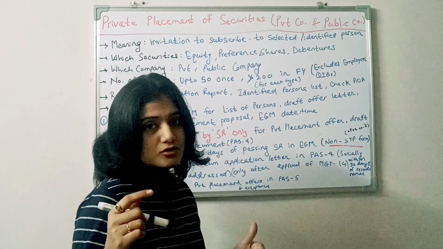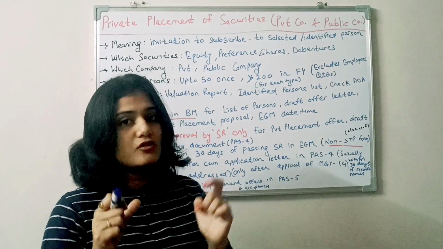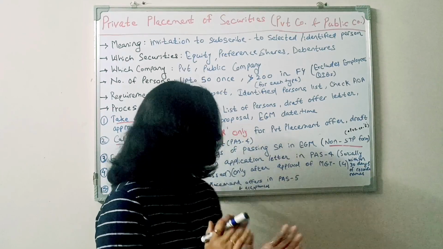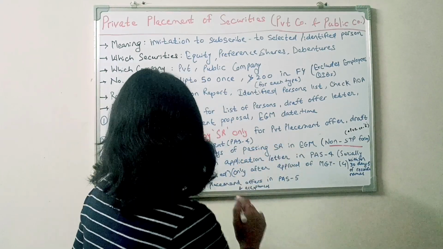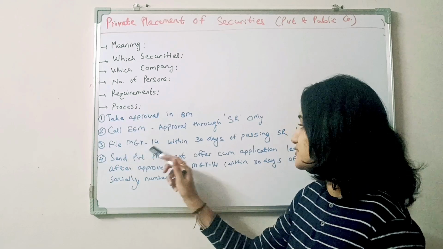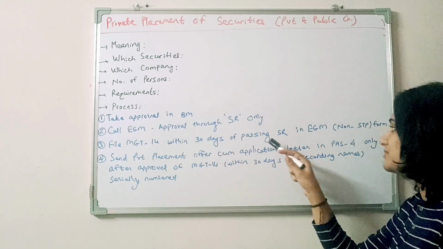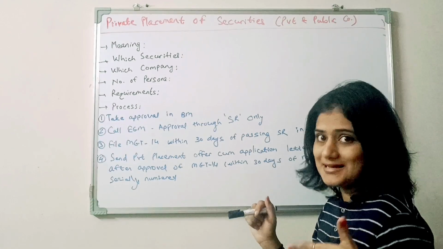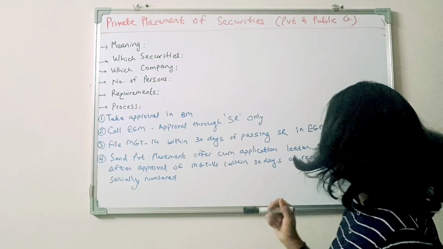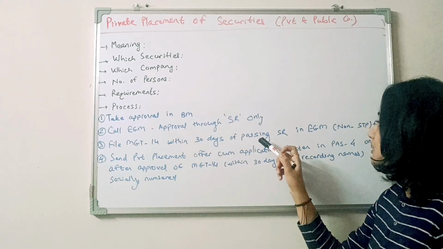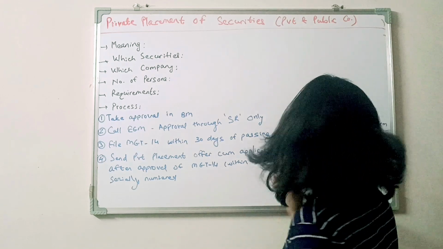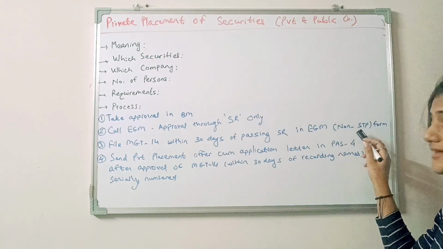The draft offer document is prepared in the form of PAS 4. It is given by the Companies Act. Now point number 3, file MGT 14 within 30 days of passing the special resolution, that is, the special resolution passed in the EGM for approval of this private placement offer. It is a non-STP form.